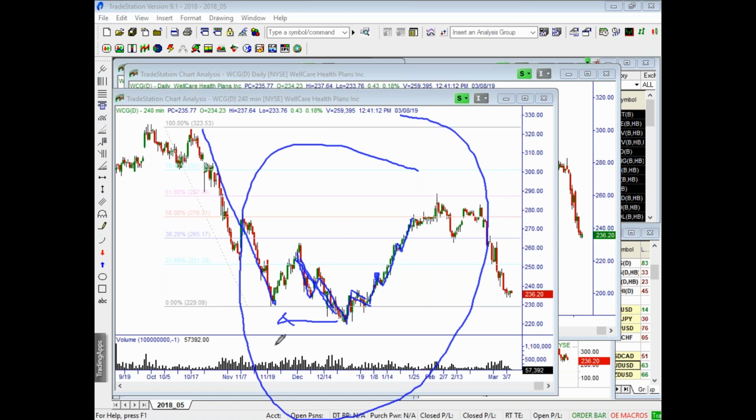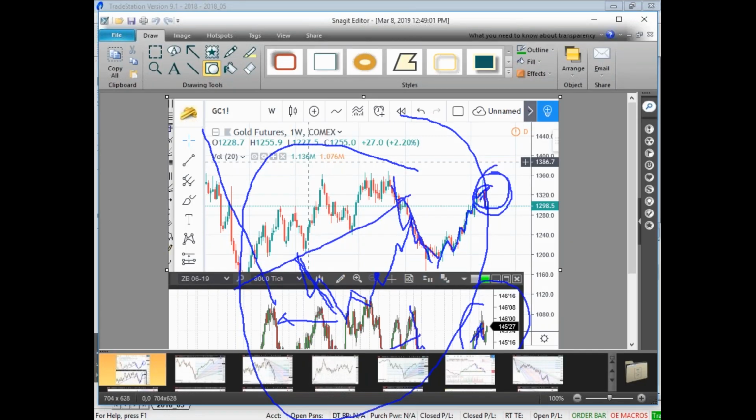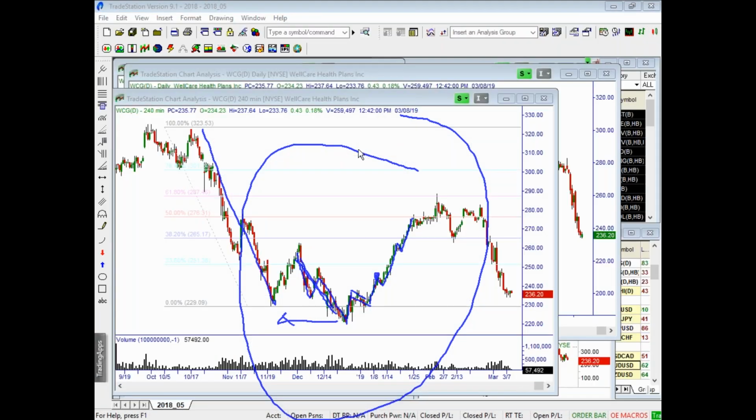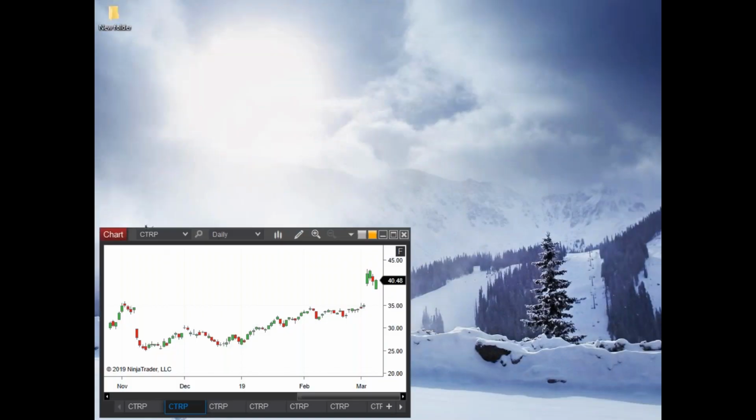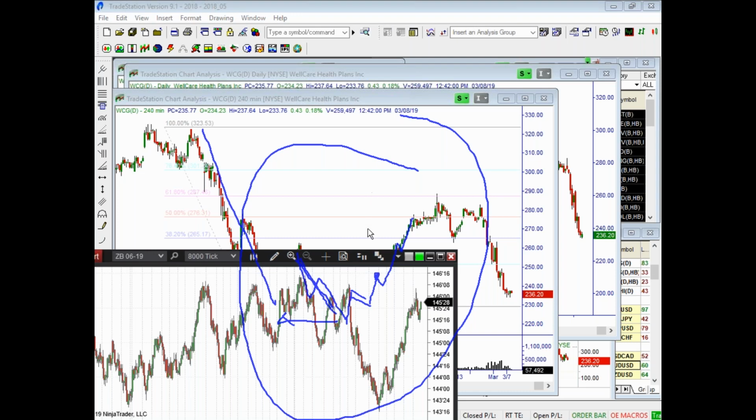What does this chart look like right here? What are the other two charts that we were just looking at that look really, really close to it? Yep, bonds on the 8,000 tick, and gold on the larger time frames. What was it? The daily, weekly. So here is bond.